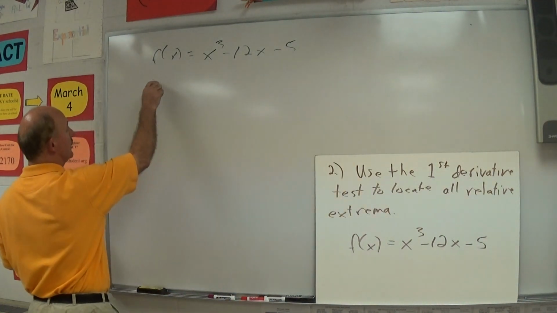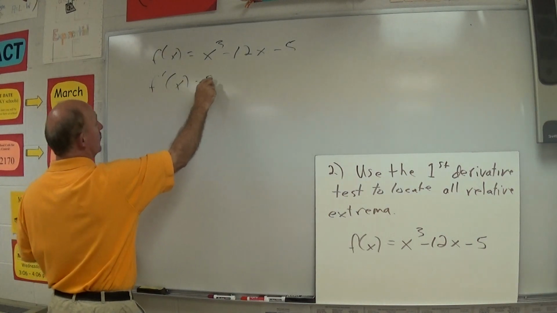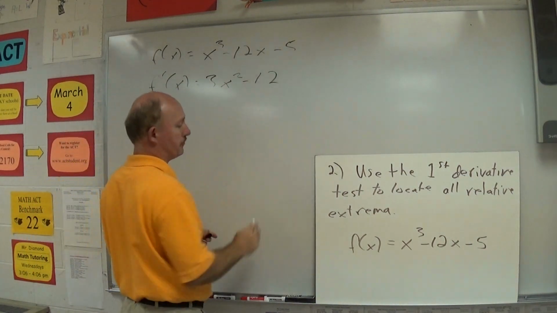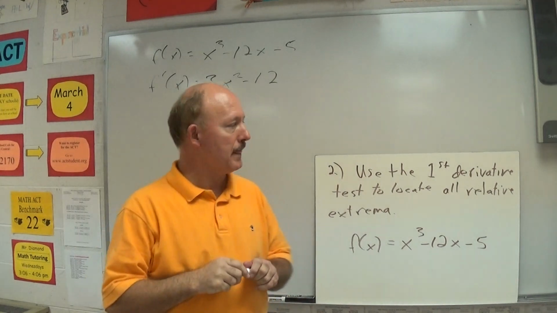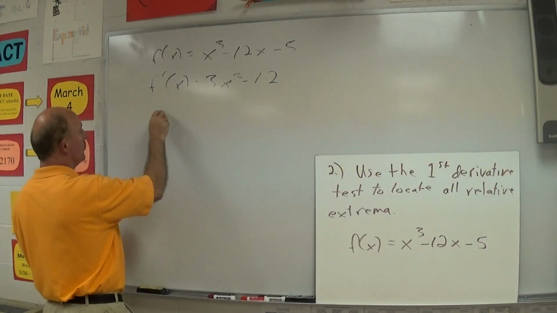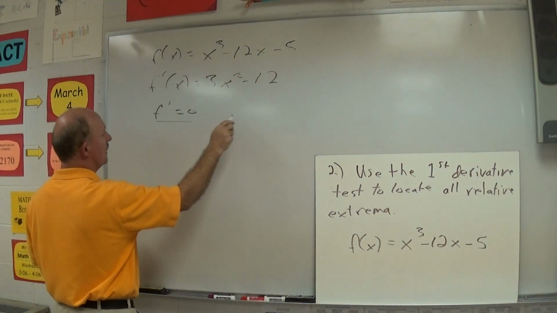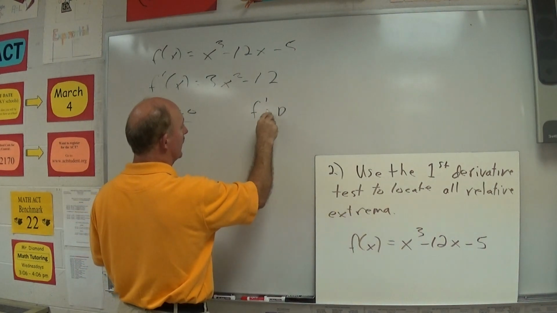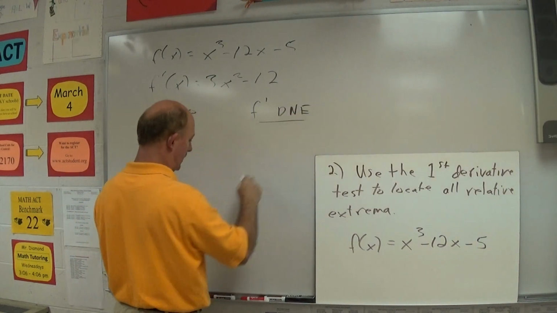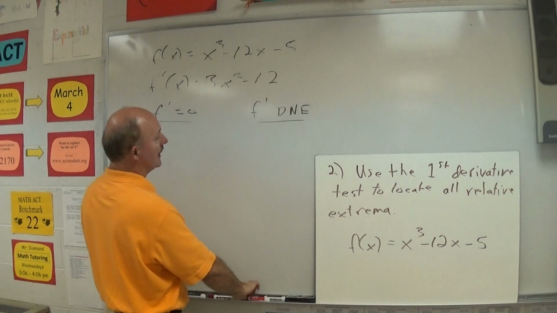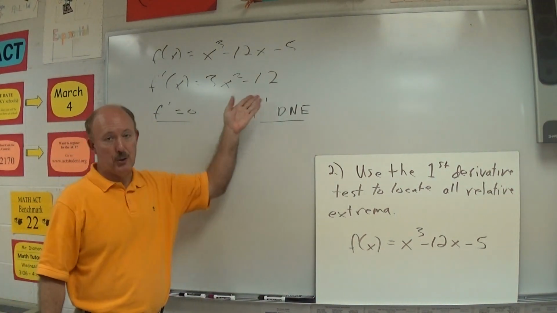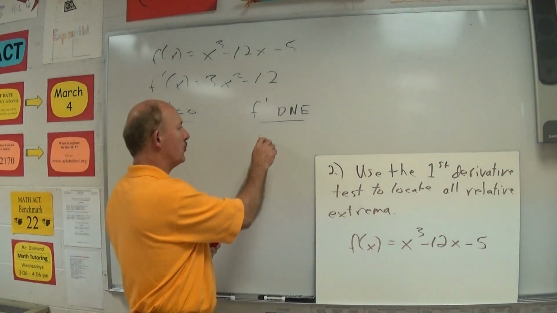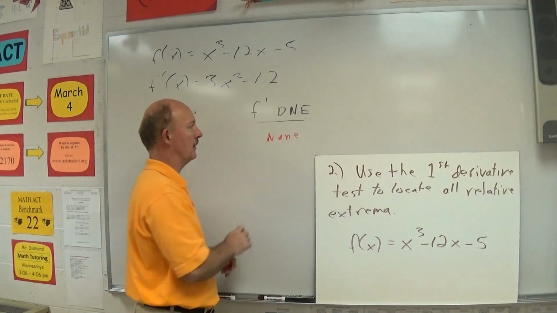Now start off, let's get our derivative. Now the derivative here will be 3x squared minus 12. Right, so we've got our derivative. Now to get our critical numbers, where is the derivative equal to 0? And where does the derivative not exist? All right. Now, first thing you recognize, the derivative is a polynomial. There are no places where the derivative doesn't exist, so there are none.